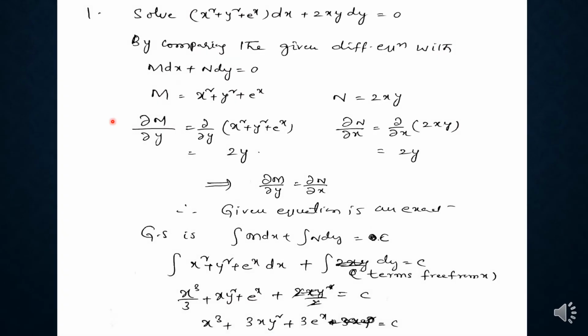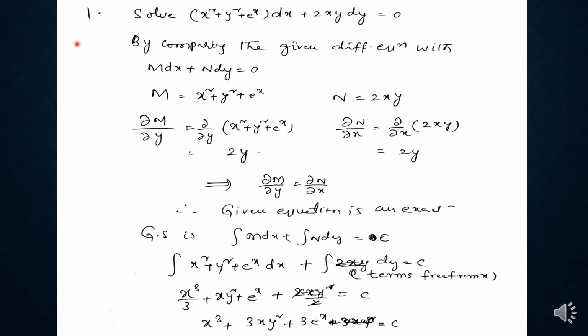If the differential equation is of the form M dx plus N dy is equal to 0, and if it satisfies ∂M/∂y is equal to ∂N/∂x, then the equation is known as an exact differential equation. Here ∂M/∂y and ∂N/∂x are the partial derivatives.